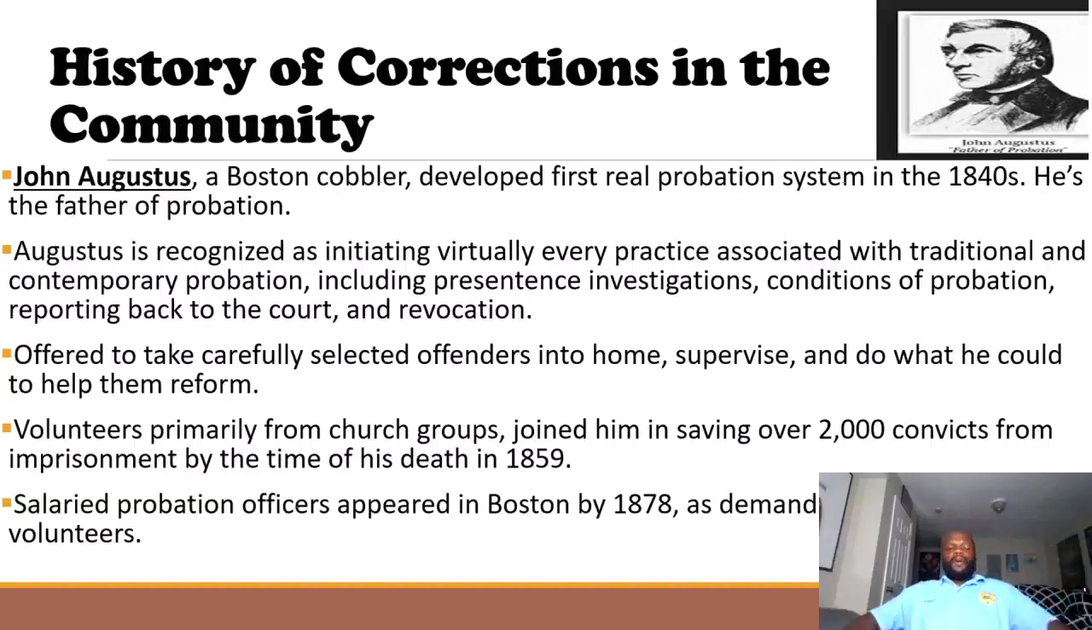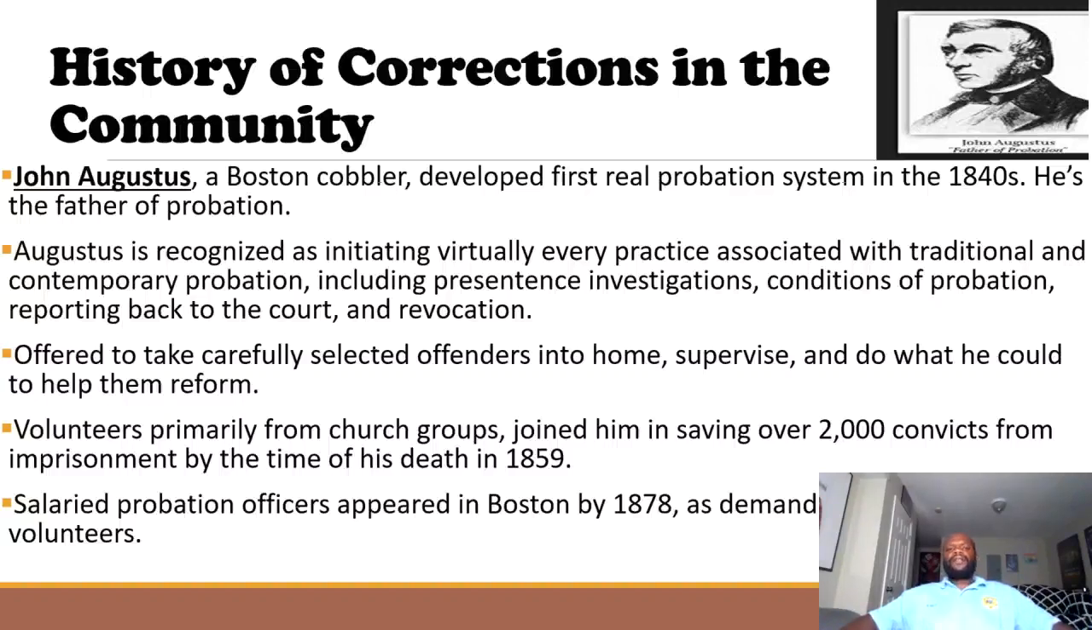So we have to take a moment and briefly pause and ask ourselves, well, what is the history of corrections in the community? In other words, what caused us to get to the place that we're at? And what is a prime example of community corrections? Well, John Augustus, he was a Boston cobbler, repairing shoes, maybe repairing clothing, maybe doing odd jobs.